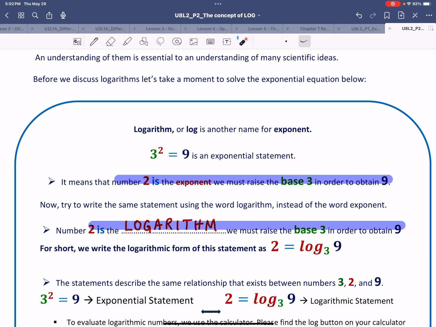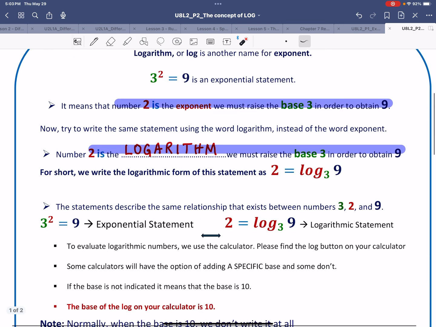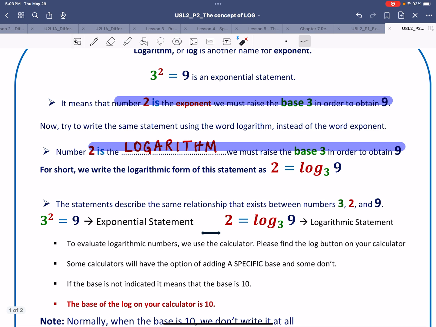Now, if we want to put this into a shorter mathematical statement, we're going to say that number 2, now in mathematics means equals, and instead of the word logarithm, we're going to write the word log, just like we see it in the calculator. The base of 3 will be written right at the bottom, or you can think of it as the base of the word log, in order to obtain number 9. So the number 9 is the number inside the log. So the two statements describe the same relationship that exists between the numbers 3, 2, and 9.